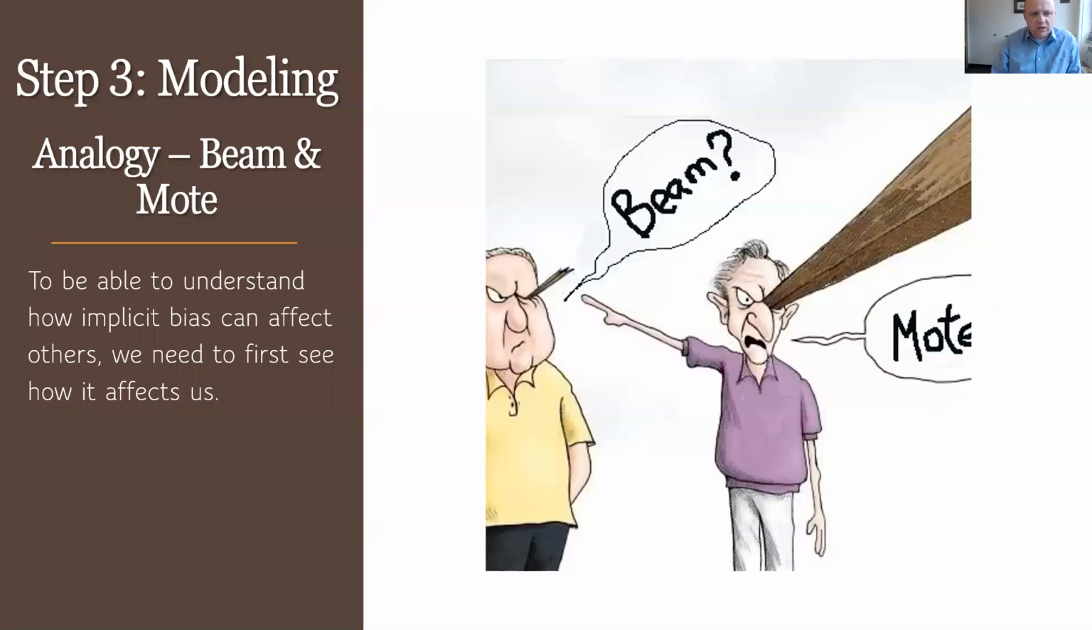And then I move into a little bit of modeling, and I bring in this analogy of a beam and a moat. This analogy is predominant in Christian religions, but the concept is also familiar in a wide variety of other religious settings, as well as in a cultural setting. The basic concept of this beam and moat analogy is that somebody may have a small little moat in their eye, but you yourself have a massive, huge beam in yours, right?